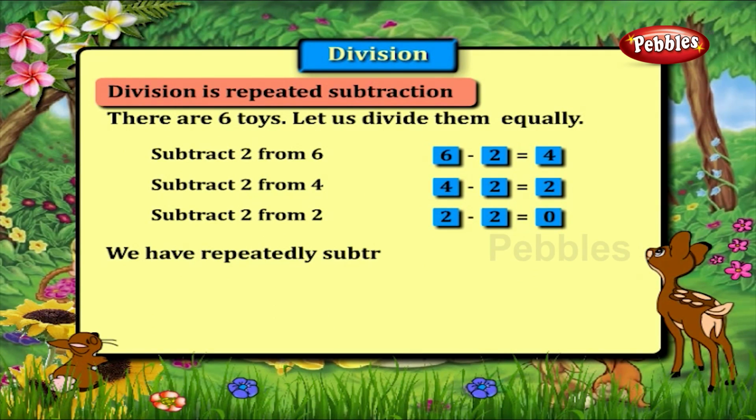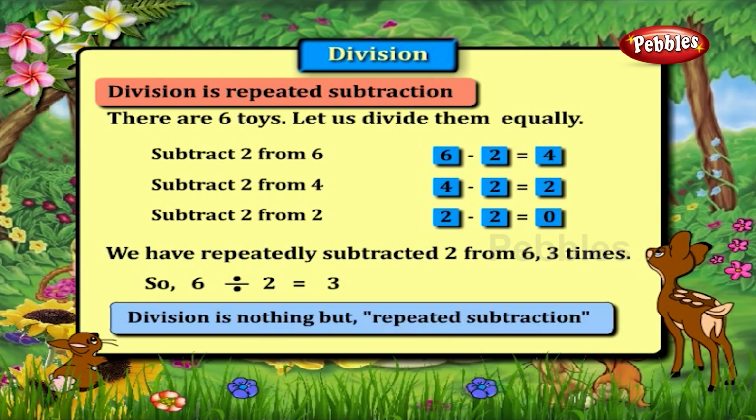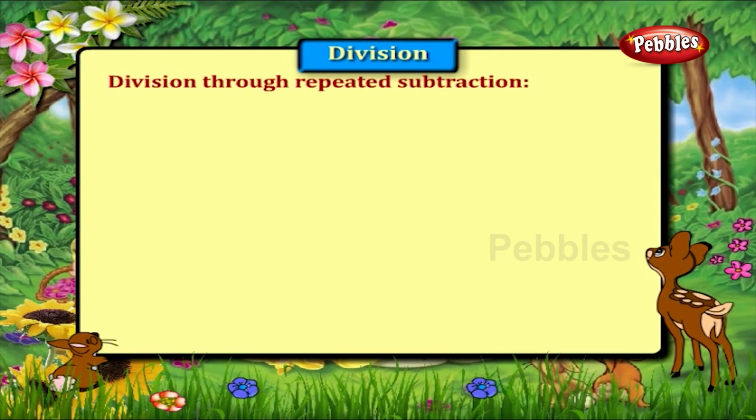We have repeatedly subtracted 2 from 6 for 3 times. So 6 divided by 2 is equal to 3. So division is nothing but repeated subtraction. Division through repeated subtraction.